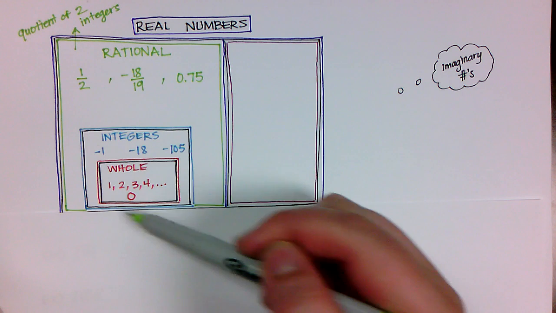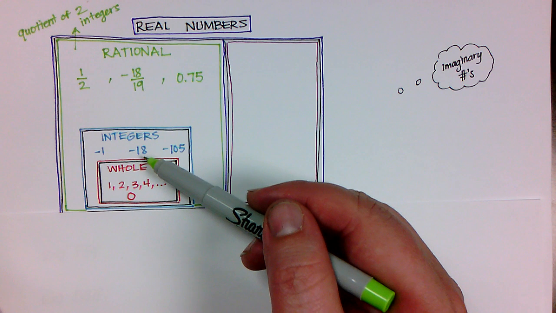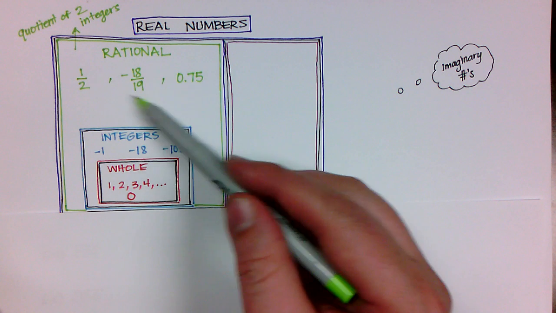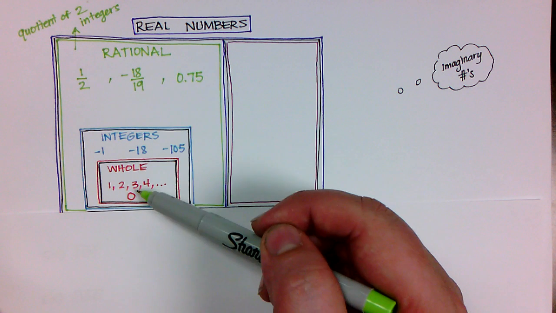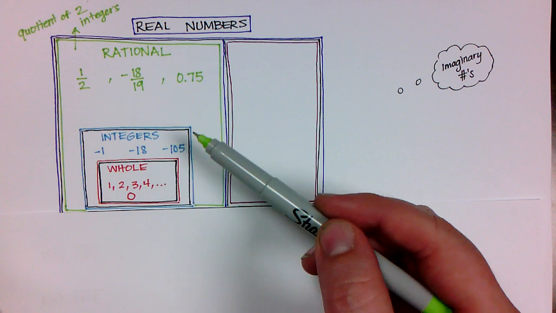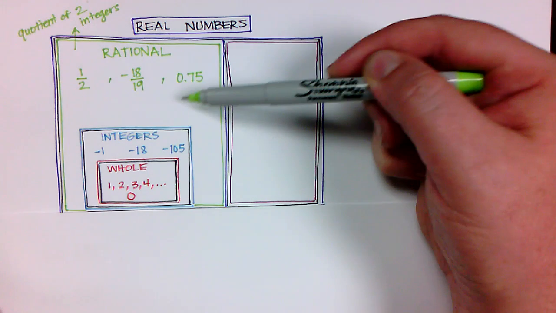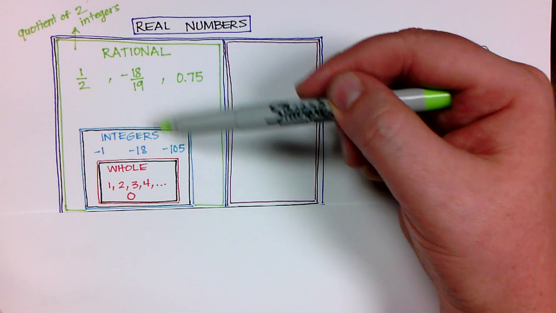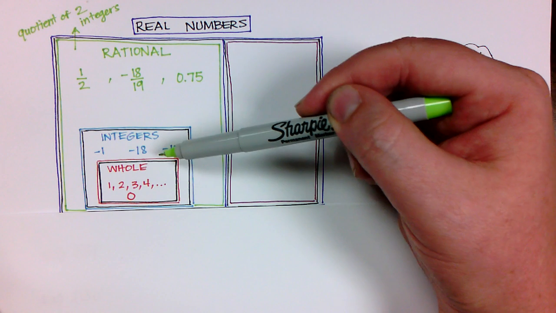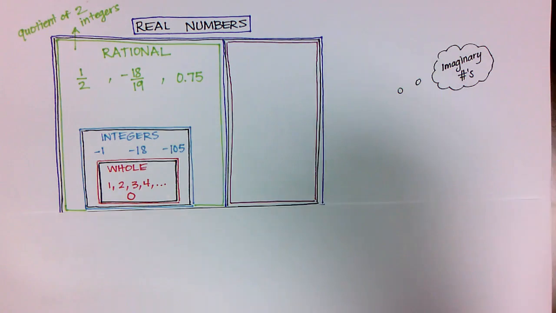And so this includes this blue box because I could write negative 18 as negative 18 divided by 1. And that's also a rational number. Or I could write 3 as 3 over 1. And that would also be included in the rational number. But just these ones right here that are in this green section only are ones that cannot fully be divided into a whole number or into an integer. Okay, so those are rational numbers.